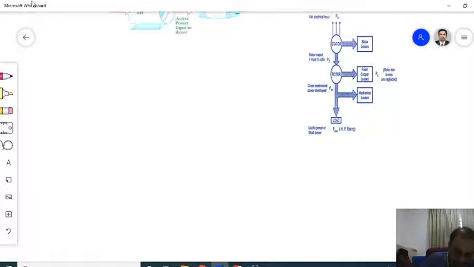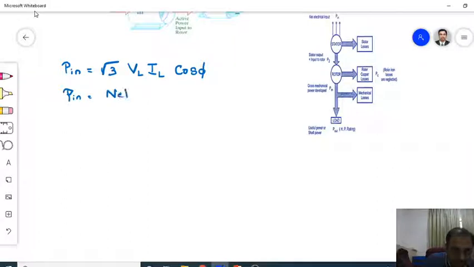So P in is the input power. P in equals root 3 VL IL cos phi, where VL means line voltage, IL is line current, and P in is the net input electrical power.